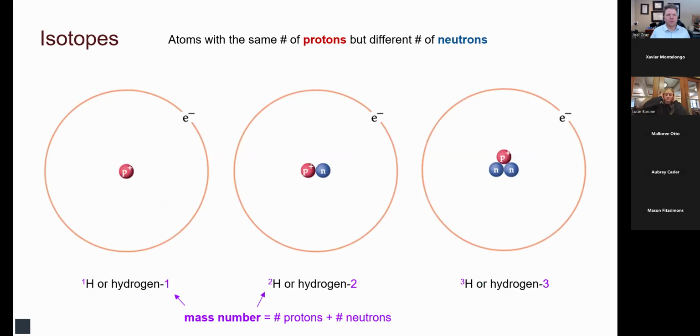Now, the first big term with respect to atoms that I want you to be familiar with is this one right here, isotope or isotopes. If you are a baseball fan, you might be familiar with the Albuquerque Isotopes. Or if you're a Simpsons fan, you might be familiar with the Springfield Isotopes, which are a minor league baseball team. Now, in addition to being a minor league baseball team, isotopes are examples of atoms with the same number of protons but different number of neutrons.